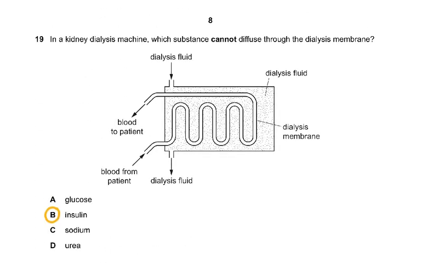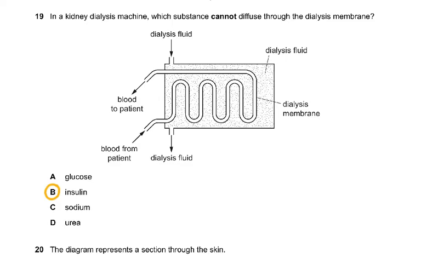Now this is question 19. In a kidney dialysis machine, which substance cannot diffuse through the dialysis membrane? They've shown you dialysis fluid, dialysis membrane, dialysis fluid in and out, so it's coming in here and moving out here. Blood from the patient is going in here, then it's going out, going all through it, and then it's going back to the patient.